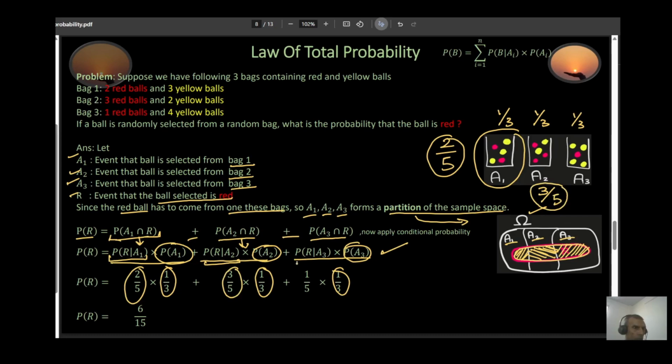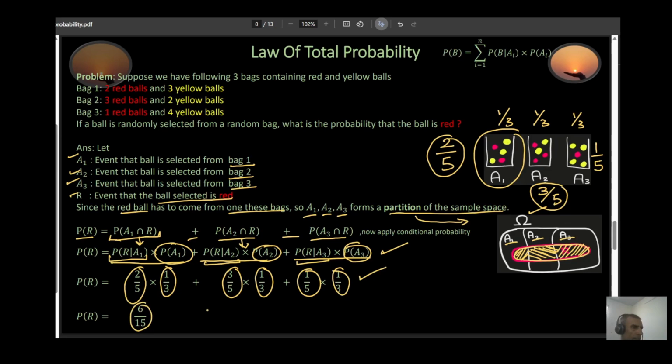Same thing with this expression right here. Probability of selecting a red ball from A3, from bag 3, is 1 over 5 because there is only one red ball in the bag that contains 5 balls. So it's 1 over 5. Okay, substitute your values in there, solve the expression, and the answer is 6 over 15. That's the probability of selecting a red ball from one of these bags.